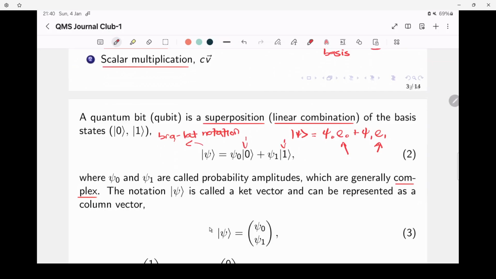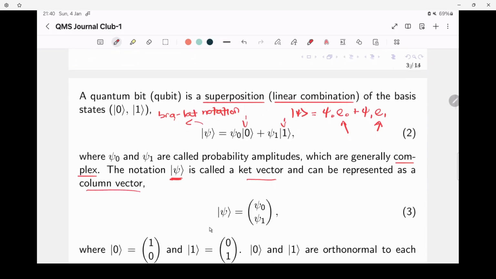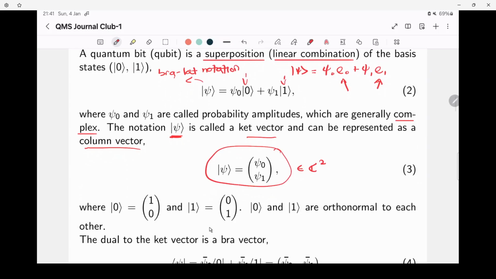The notation over here is what we call a ket vector, and it can also be represented as a column vector. If you write it in terms of a column vector, it will be in this form, in the two-dimensional complex vector space. Ideally, we can define further the matrix representation for your basis states. Usually we use the computational basis, so the 0 and 1 are represented by these column vectors.